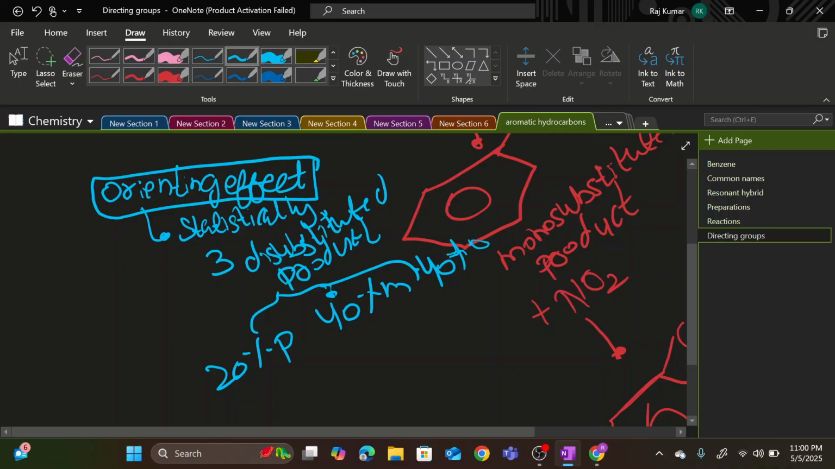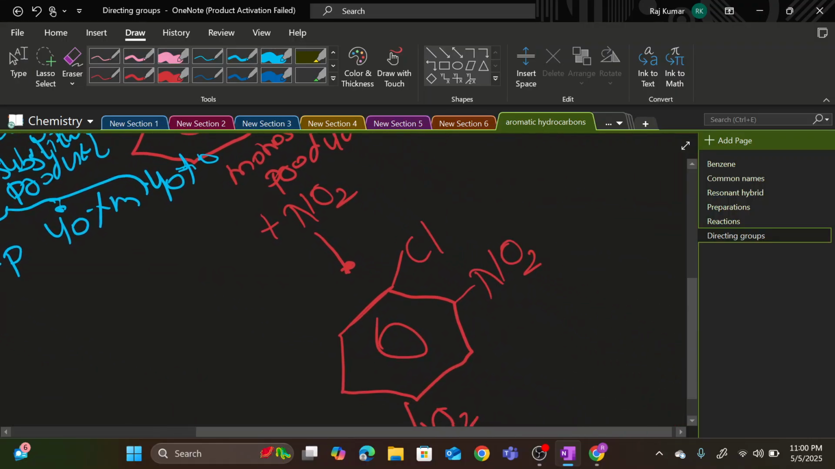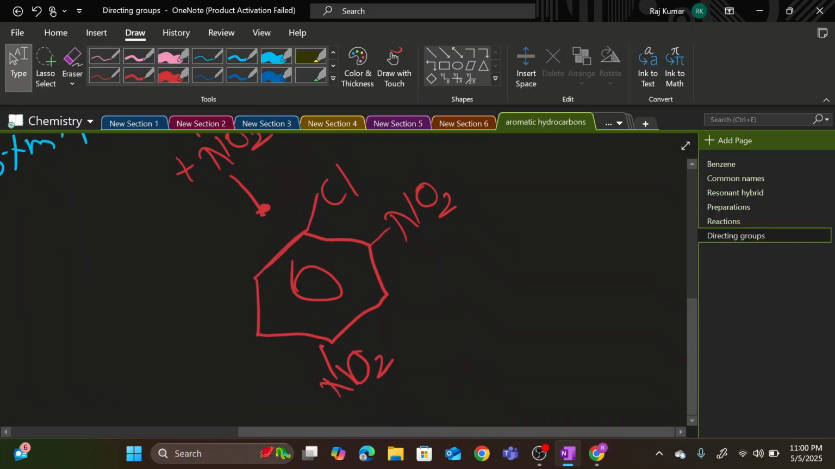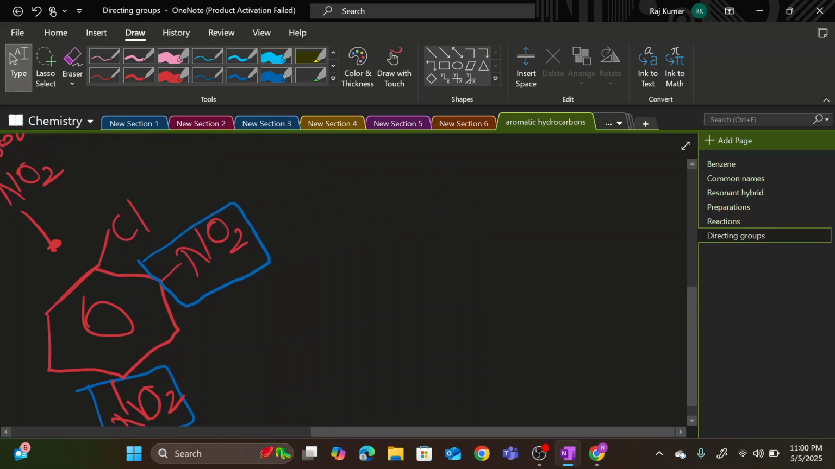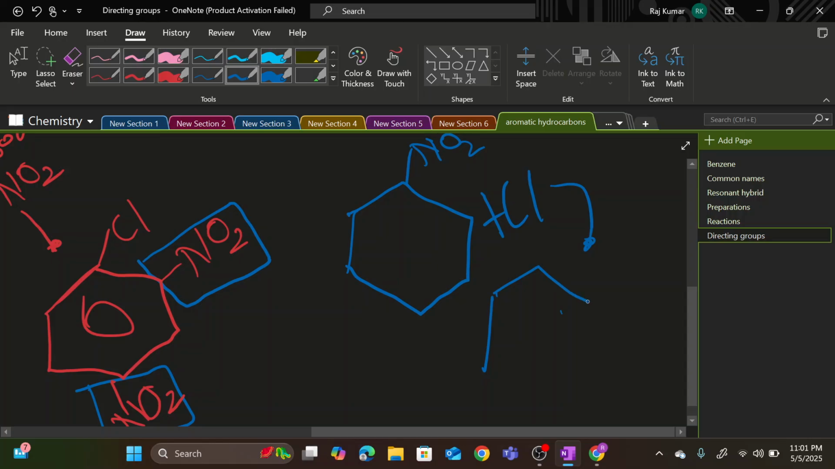But when they did experiments, they found something really different. When they added a nitro group to chlorobenzene, they saw that the nitro group is added either on the ortho carbon or on the para carbon. Likewise, if they used nitrobenzene and reacted it with chlorine, there would not be formation of ortho or para chloronitrobenzene. There would be formation of meta chloronitrobenzene. So this is pretty strange.